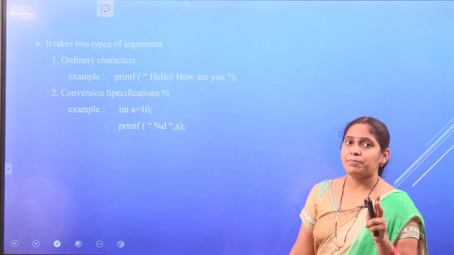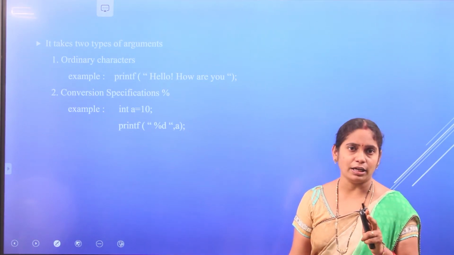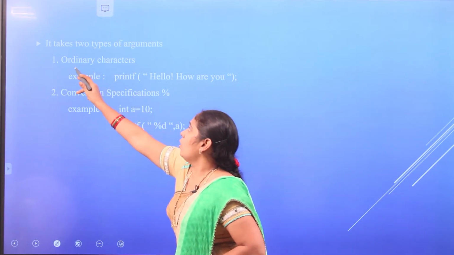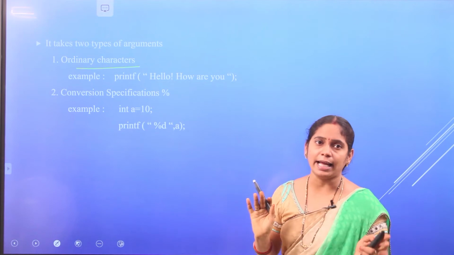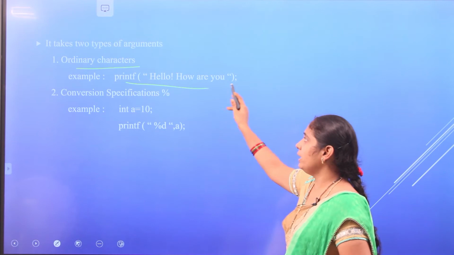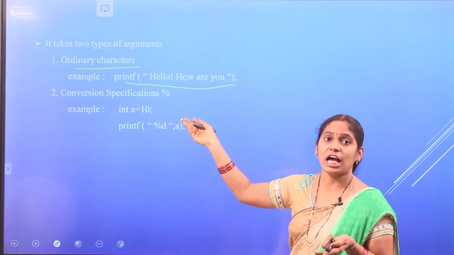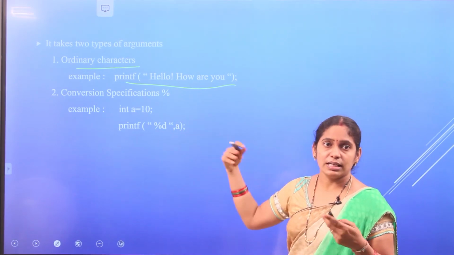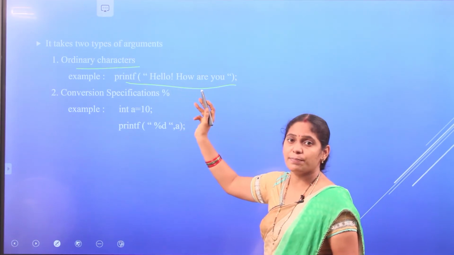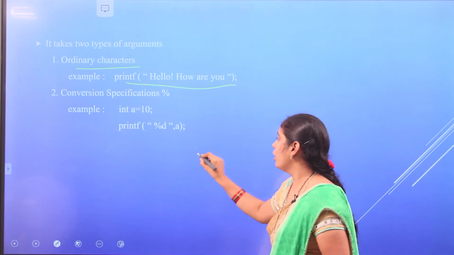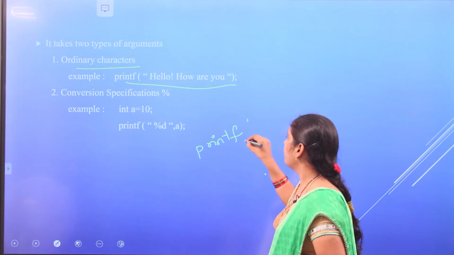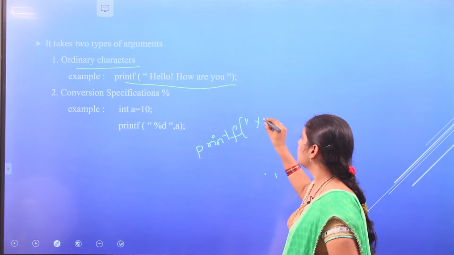The printf statement takes two types of arguments. What are the two types here? The first one is only the characters, ordinary characters. So simply we write like this: printf. Suppose you want to print a message, hello. It is a group of characters. Directly we can write like this. The string is represented with double quotes. So printf. If you want to print simply your name, so X, Y, Z.